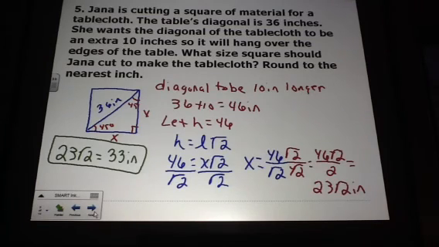Okay, if you got stuck on this, what you want to do is add 10 inches to the hypotenuse. And you want to use that new measurement to try to find one of the leg measures. Then once you find the leg measure, you can find out the size of the square, which is going to be 33 inches. Okay, this is going to be the end of part 1. Part 2 will be coming up in just a minute.